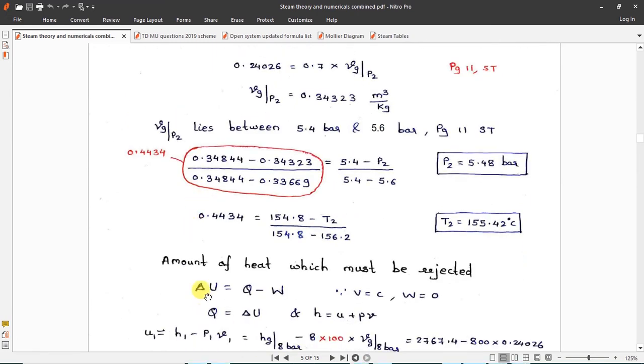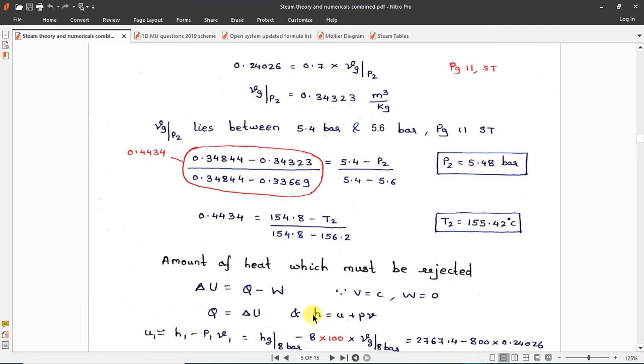We will use delta U equal to Q minus W. Now since volume is constant, work done will be what? 0. So you can recall this first module, when we have a constant volume process, work done is 0. So we can cancel this W. So what you will get? Heat transfer, which we need to calculate, is equal to delta U.